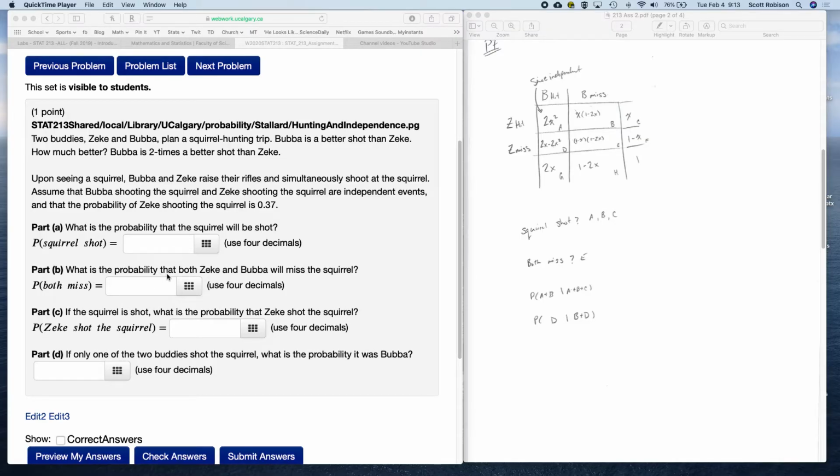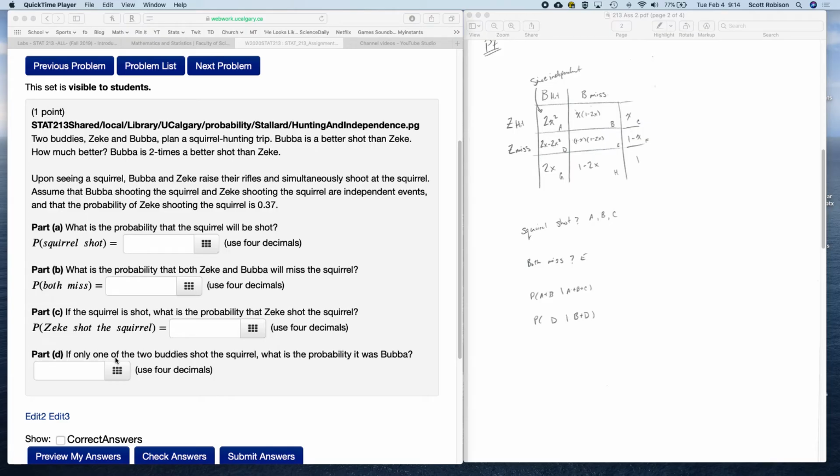What's the probability the squirrel does not get shot? Here, this is where both Zeke and Bubba will miss. If the squirrel is shot, so given the squirrel is shot, so given one of these three things, so given this plus this plus this, then what's the probability that Zeke shoots it? So out of this group, what's the probability that Zeke hits? Zeke hits here and here. So it should be A plus B divided by A plus B plus, here actually it says C, but it should be A plus B plus D.